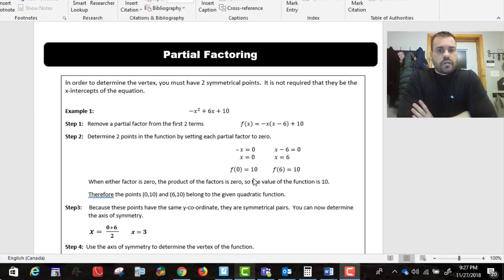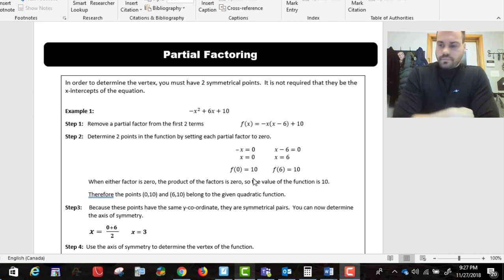So the last thing we're going to talk about is the concept of partial factoring, and it kind of goes along with what we were just talking about: any 2 points that have the same y value are symmetrical about the vertex. So the vertex is in between the 2 points that have the same y value. And so what we can do is try to figure out 2 symmetrical points that aren't the x-intercepts, because the x-intercepts sometimes are a little tricky. They have square roots in them sometimes that don't work very nicely.